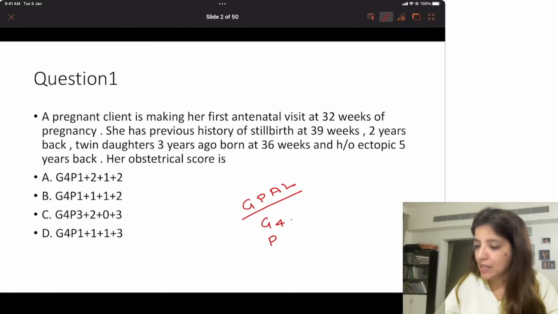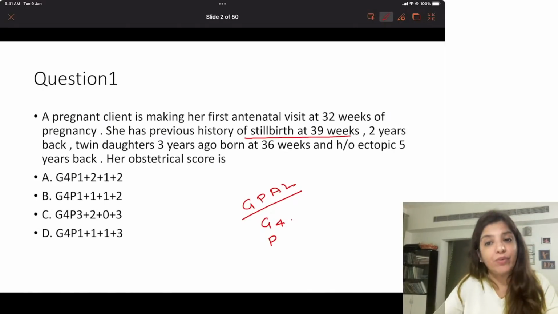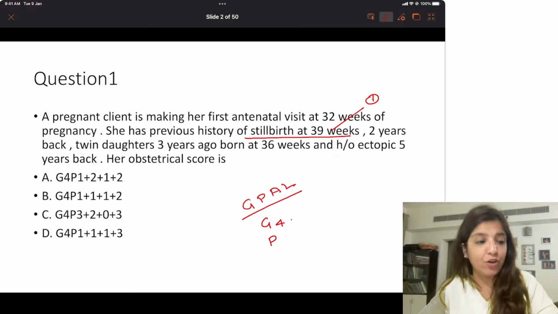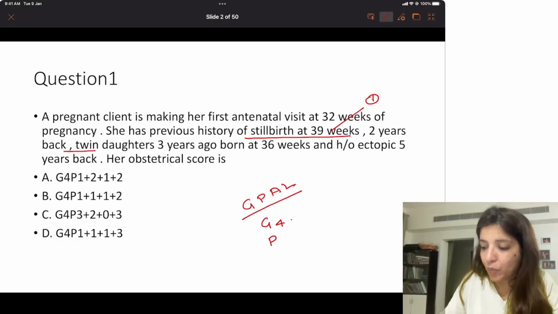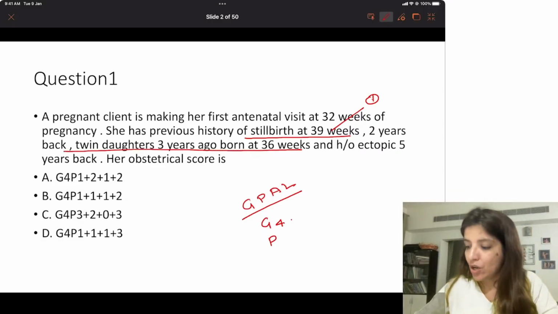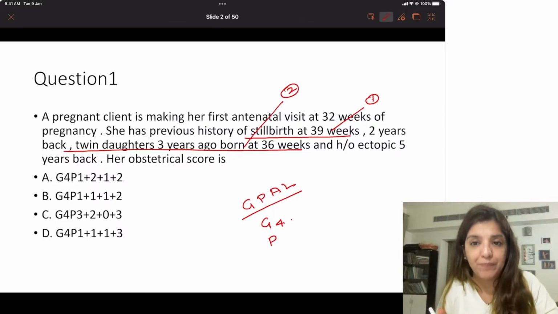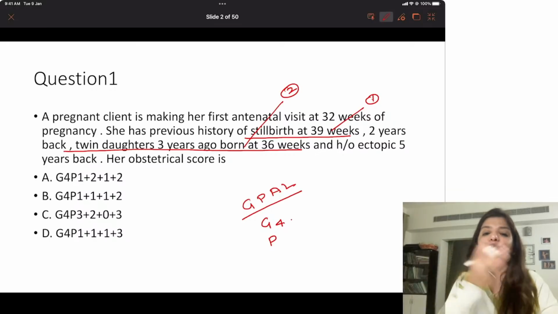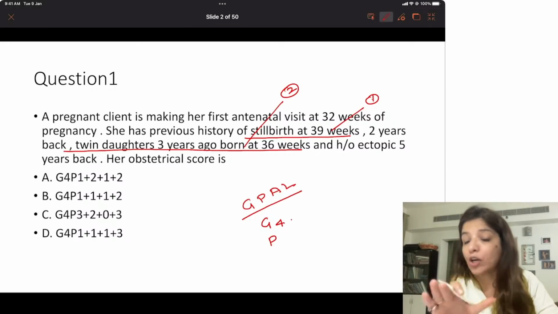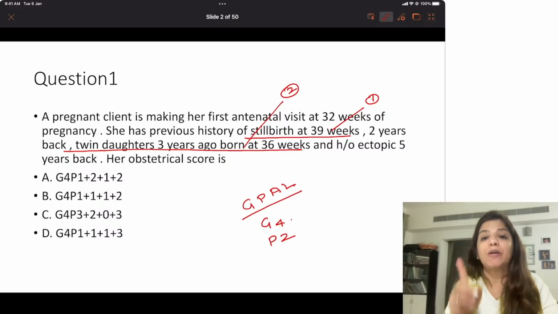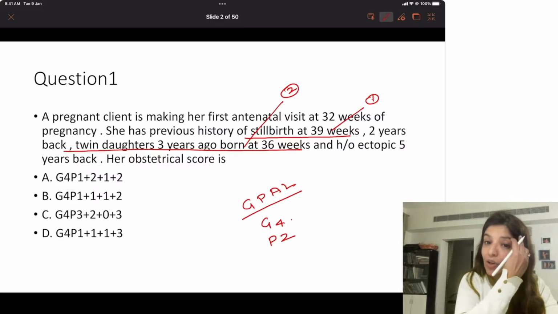So, in this case, she had stillbirth at 39 weeks. So, that is one previous pregnancy which went beyond the period of viability. And then she had twin daughters who were born at 36 weeks. So, this is the second conception which went beyond the period of viability. Ectopic will obviously end before the period of viability, so ectopic will not be counted in parity. So, she will be G4P2. Presently, she is 32 weeks pregnant, but present pregnancy is not counted in parity. Are you understanding, all of you?